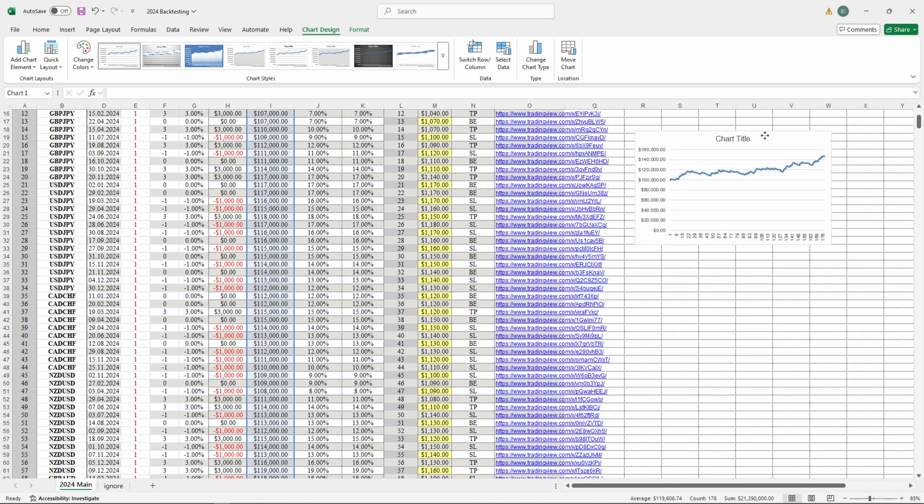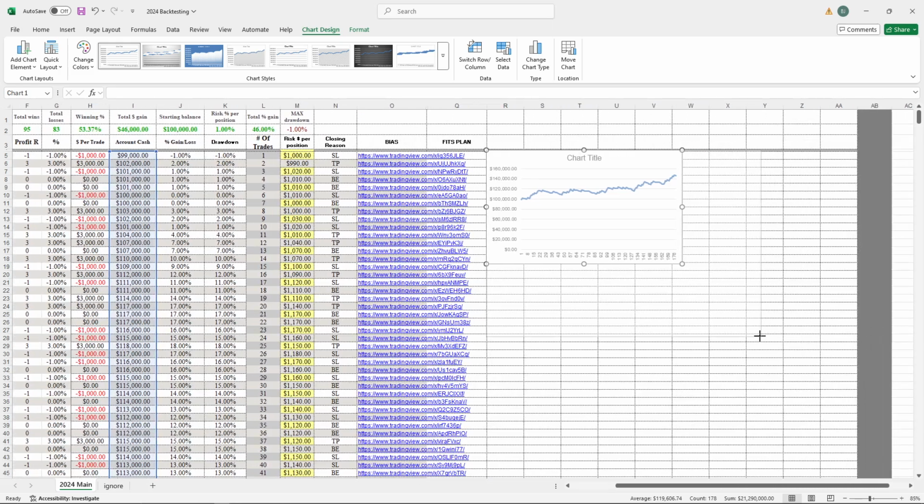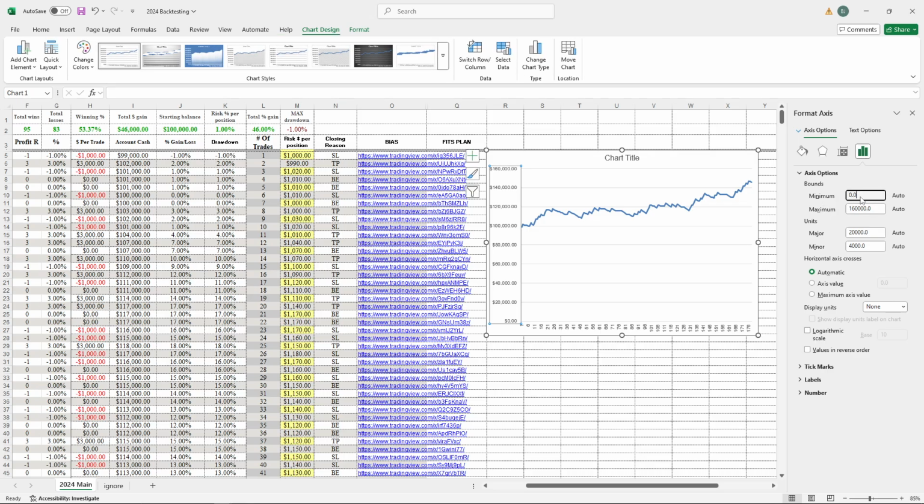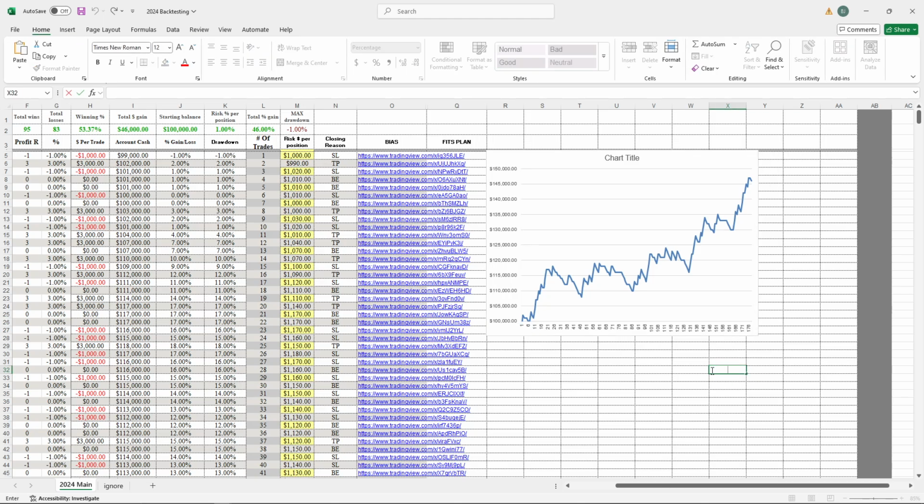I always forget how there's a way you can just throw it right in a section, but I always forget how to do it. So we'll just take a look at this. We will adjust it to start at 100K for minimum. And there we go, which is clear as day, a super consistent equity curve here.